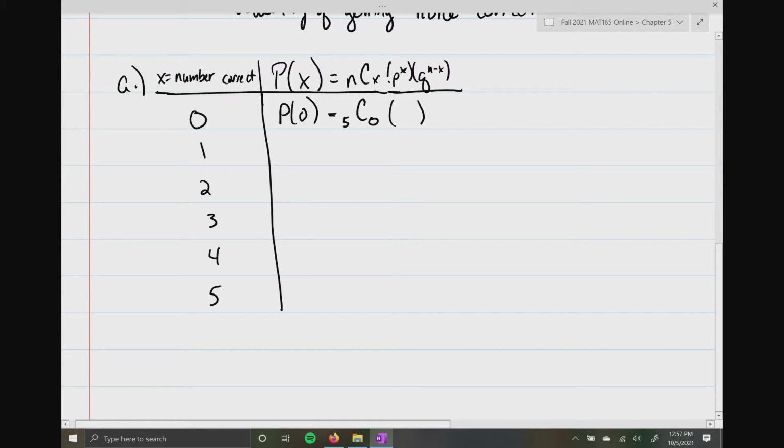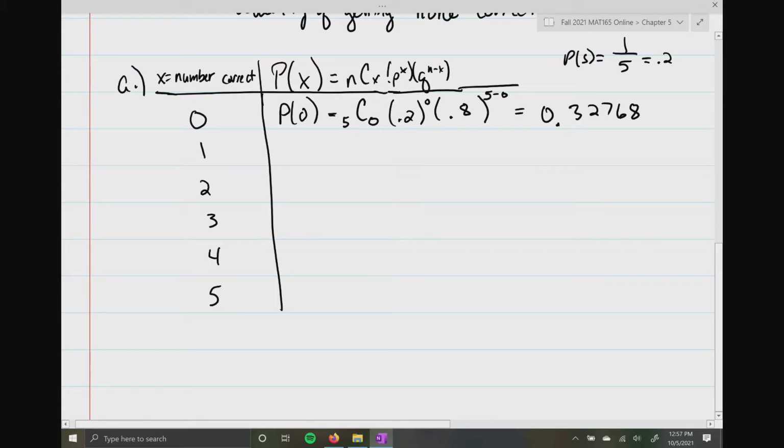Now the probability of getting a question correct, well, if you think about it, the probability of success is going to equal 1 answer is correct out of 5 possible choices. So that's going to be 0.2. So this will be 0.2 to the 0 power times the probability of failure, which is 1 minus the probability of success, or 0.8 to the 5 minus 0 power. And when you do the math, you're going to go ahead and get 0.32768. So basically a 33% chance of getting none of them correct.